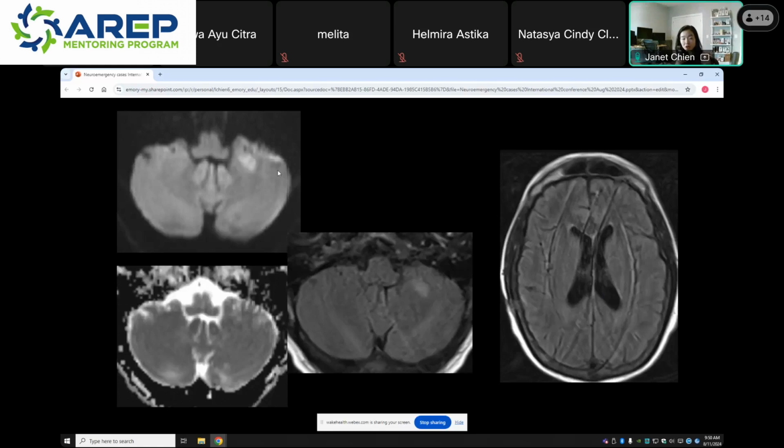This is diffusion, this is ADC, this is T2 FLAIR, this is also T2 FLAIR. What do y'all think about this lesion here? And I should have shown you post-contrast. There is no enhancement. Anybody want to give a differential? Like anything that they think this could be?